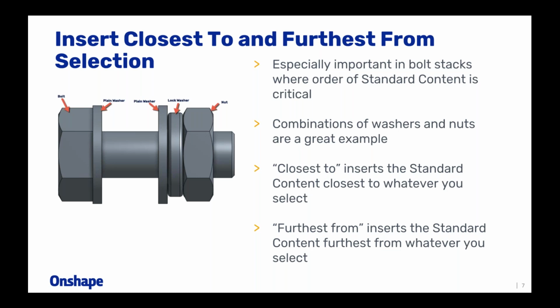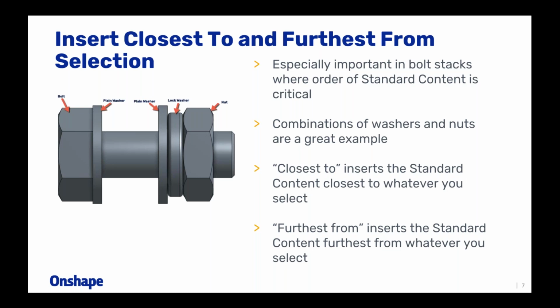Closest to inserts the standard content, whatever you've chosen, whether it's a washer or a nut, closest to your selection in whatever bolt stack you have already. So if I select a face of a part and choose closest to, it's going to insert right on the face of the part that I select in the bolt stack that exists already.